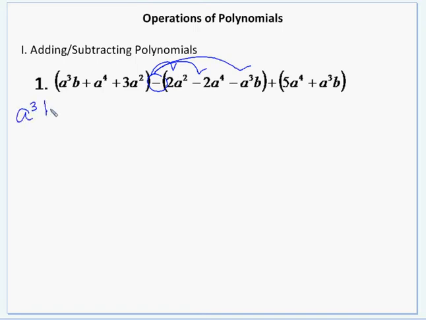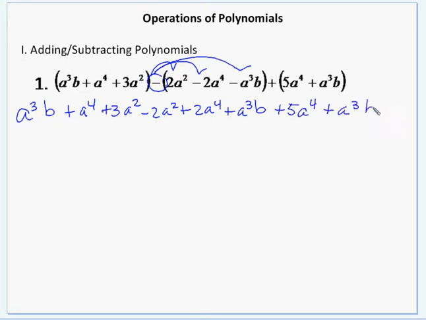We got a cubed b plus a to the fourth and 3a squared. And then now this is going to be a negative 2a squared, positive 2a to the fourth, positive a cubed b, and then the rest of our polynomial. And all we need to do is just combine like terms. So we'll just start from the left.